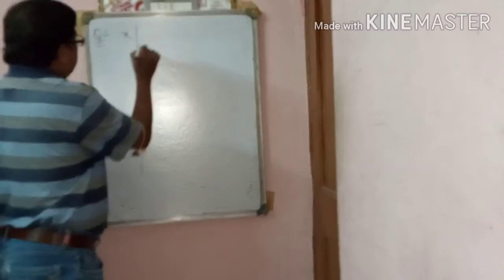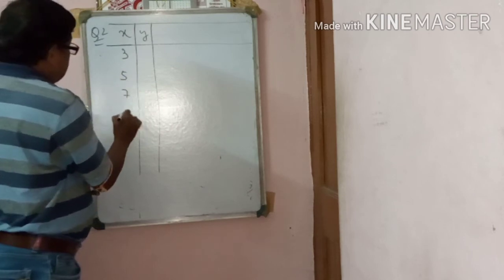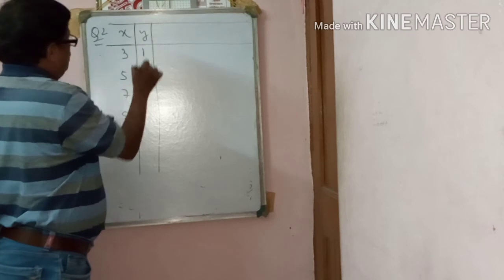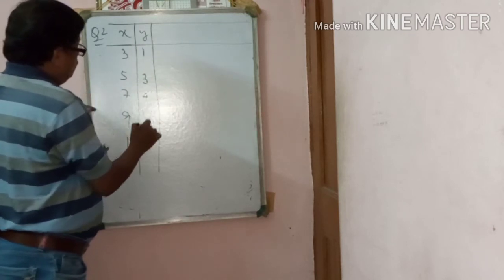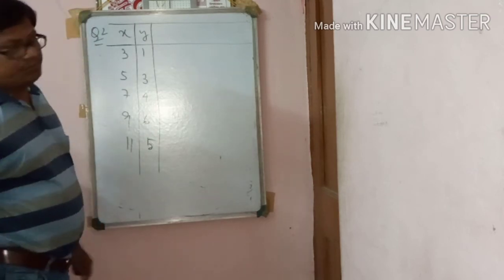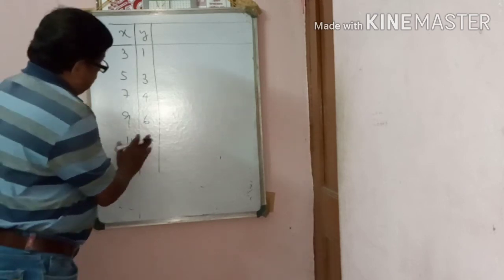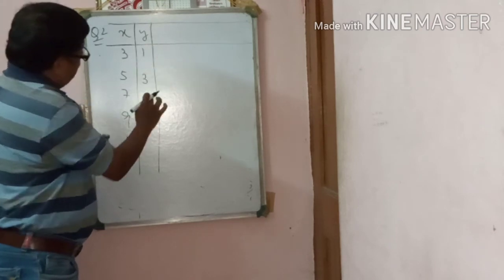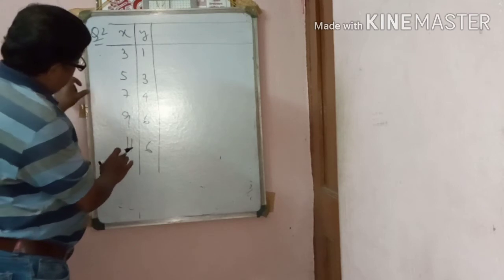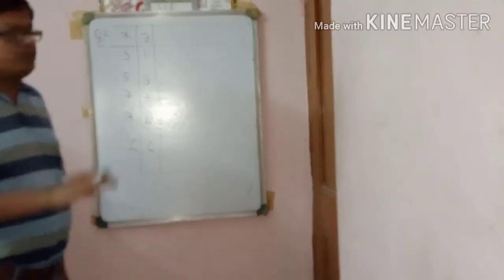Suppose the value of x is given, and y is also given. Suppose x is 3, 5, 7, 9, 11. This is given. And y is 1, 3, 4, 6, suppose 5. This is given. Wait, the data needs to change. Suppose 6 here. Okay, the data will change.